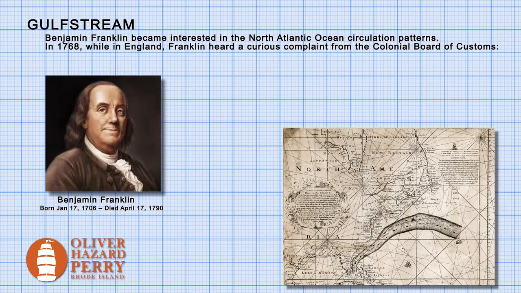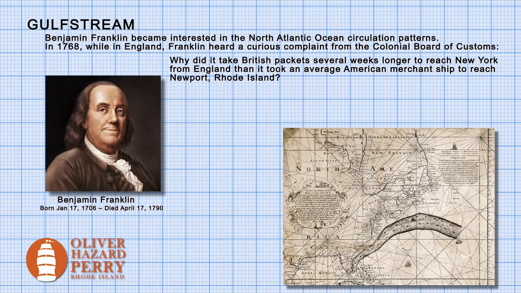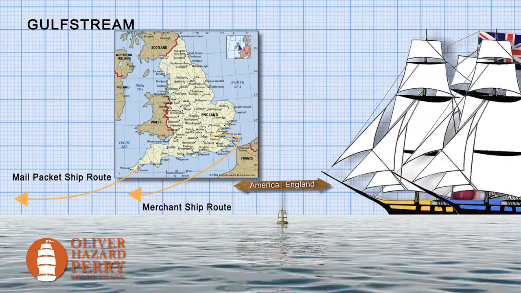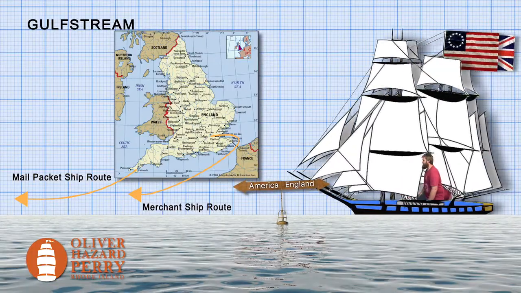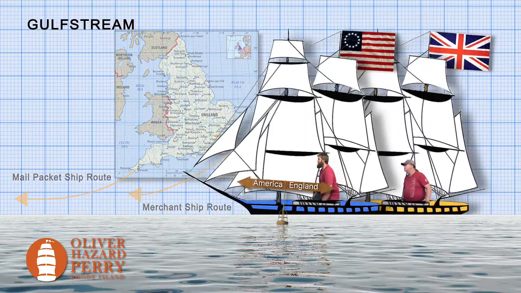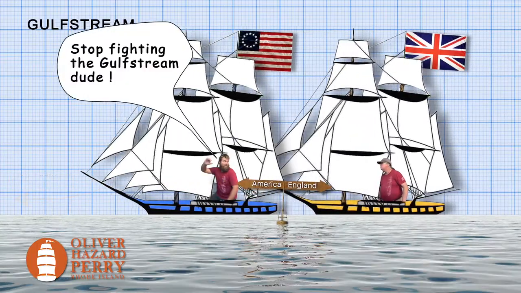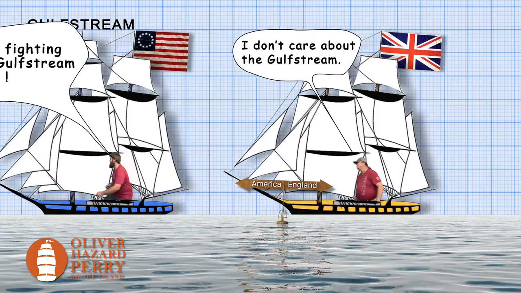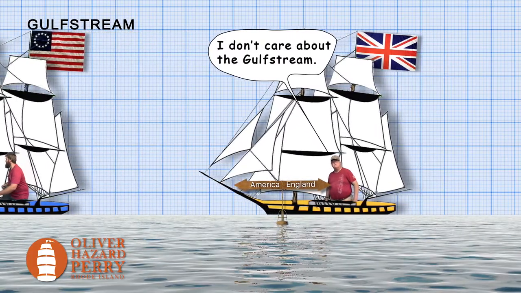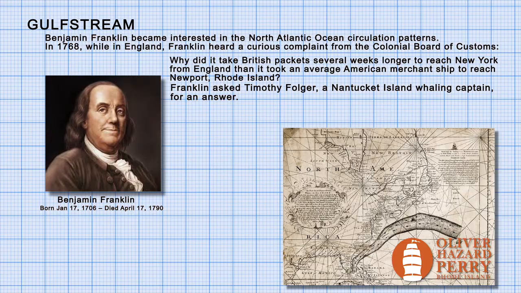Benjamin Franklin also became interested in the North Atlantic circulation patterns. In 1768, while in England, Franklin heard a curious complaint from the Colonial Board of Customs. Why did it take British packets several weeks longer to reach New York from England than it took for an average American merchant ship to reach Newport, Rhode Island? Despite the fact that the merchant ships had to leave from London, sail down the Thames, and then the length of the English Channel before they sail across the Atlantic, while the packets left from Falmouth in Cornwall, a much shorter route. Franklin asked Timothy Folger, a Nantucket Island whaling captain, for an answer.